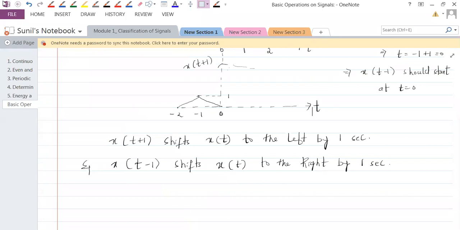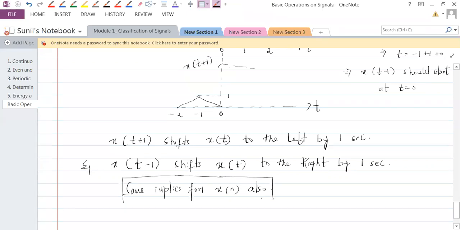Is that okay with you? Now, the same thing happens with the discrete time also. Same implies for x of n also. So let's not do that, it would be a time consuming exercise. When we solve problems, let's see that as an example. But whatever is happening for x of t, the same would happen for x of n also.